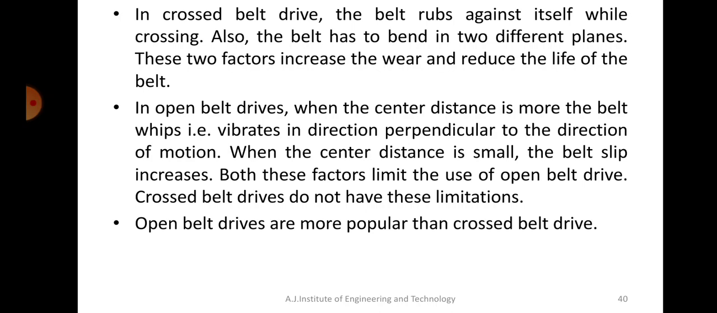Cross belt drive will not have these limitations, but overall, if you see, the application of open belt drive is more common compared to cross belt drive. Okay, again, obviously it depends on the requirement. Whenever you want the pulleys to be rotating in opposite direction, you will have to use cross belt drive, and if you want the same direction, you will have to use open belt drive. Okay, depends on the application, but these are some of the differences. Just in case a question is asked on differentiating between open belt drive and cross belt drive, you will have to write these points.